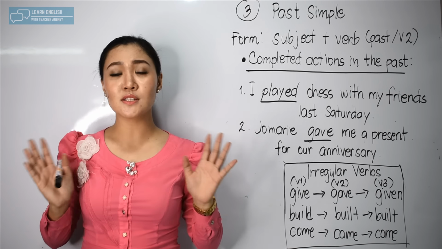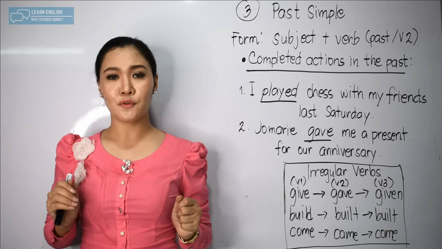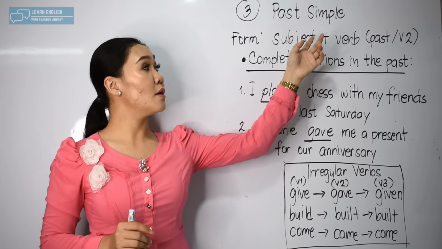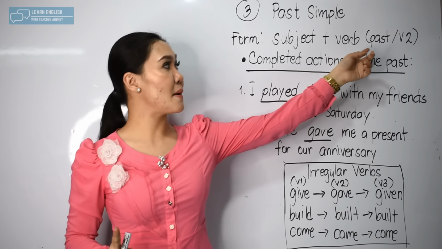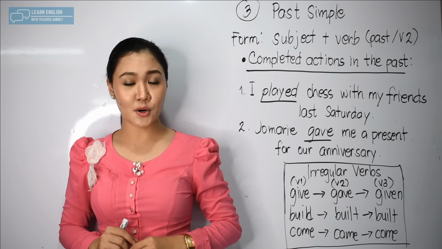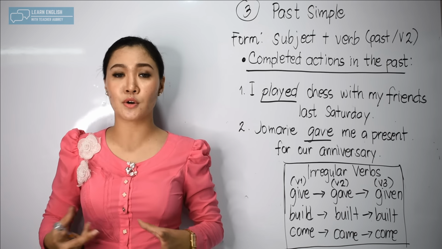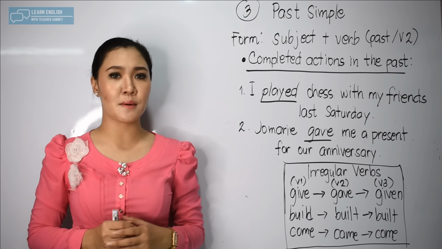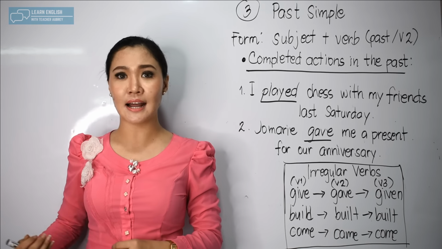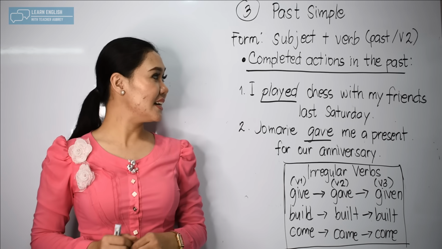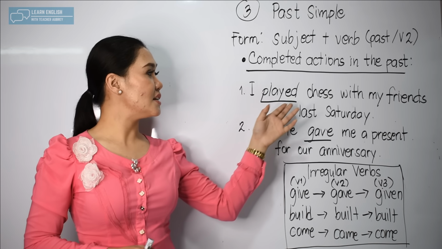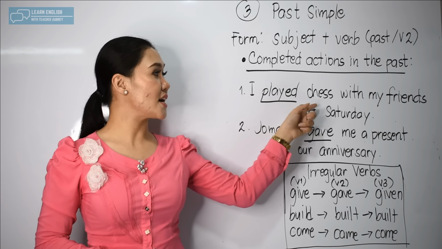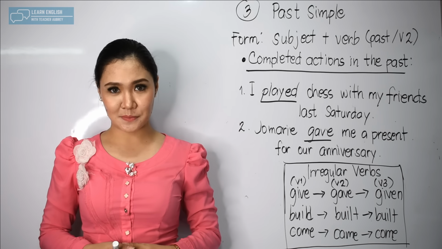The form that we follow, ang sinusundan nating format or formula to formulate a past simple tense of the verb is this. Firstly, we must have the subject, followed by the verb, and the verb must be in the past tense. Okay? Or in the past form, o yung tinatawag nating V2 or verb 2. Ginagamit natin ng past simple, simple lang for the completed actions in the past or para sa mga kilos na nakumpleto sa nakaraang panahon. Narito ang ating halimbawa. The first one, I played chess with my friends last Saturday.